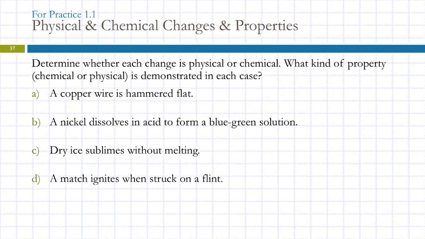So let's look at this example. Determine whether each change is physical or chemical and what kind of a property is demonstrated. So a copper wire is hammered flat. It's going to be a physical change, right? Because are the copper atoms being combined with something else? No, we're just changing its shape. So I'm going to write, that's a physical change, so I'll call that PC for physical change. What kind of a property is that? This would be a physical property, so we'll call that PP.